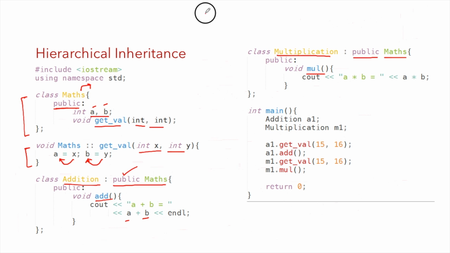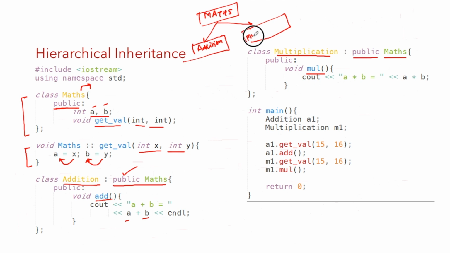So what is happening is maths is your base class, and then it is being inherited into your other class, that is addition, which is your derived class, and then we have one more inheritance, that is for your class multiplication. So this is hierarchical inheritance that is being performed because of these two types of class definitions that we have written here. Similar to the add function, we have the mul function where we are just performing multiplication.